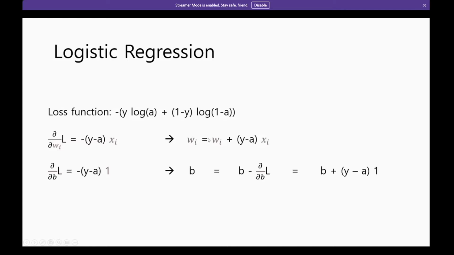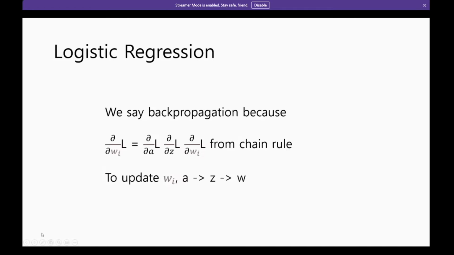W becomes W plus y minus a times x. We have a subscript i because it is a matrix with multiple values. If we do it with respect to b, we get a new value of b, which is b plus y minus a times 1. And we're going to plug that into our code.